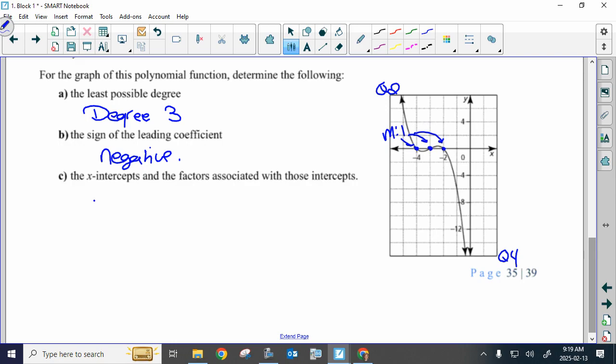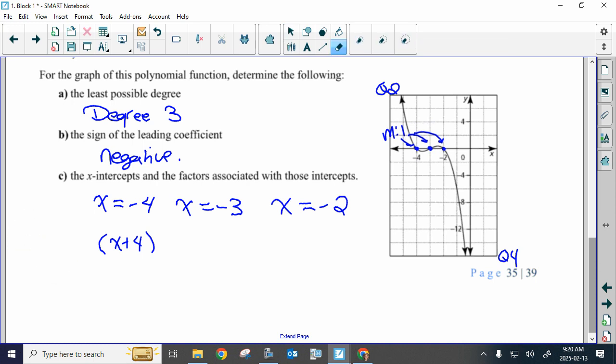Now, from the x-intercepts, I've got x equals -4. I've got x equals -3. I've got x equals -2. What would my factors, what would my linear factors be? Brody, what do we have? Okay, so Brody's taking it. This is exactly where I want you guys to go.